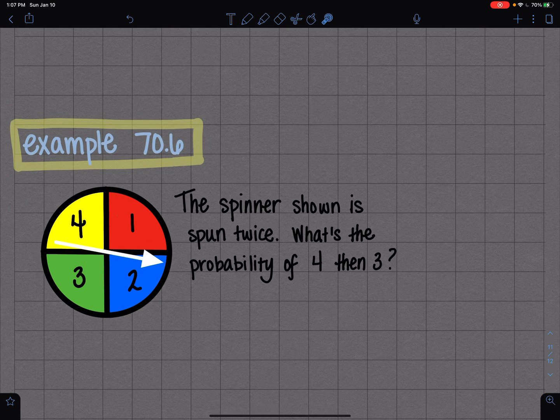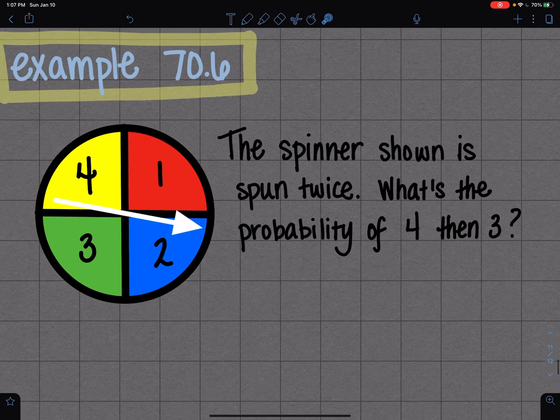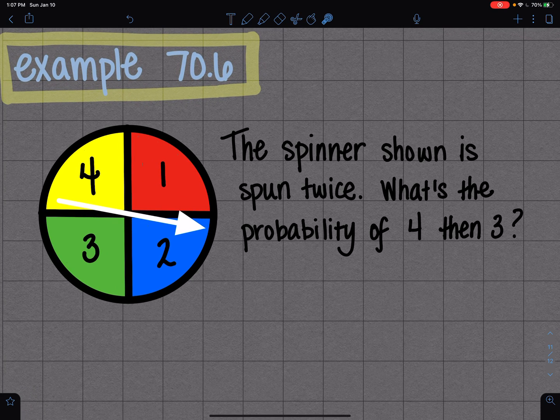Anyway, the spinner shown is spun twice. So let's look at that spinner. If you spin it, let's say you have to say that you're not going to land right on the line, and that's going to be disqualified, right? So let's say you're either going to land on a 1, a 2, a 3, or a 4, and it can't be right on the line. So the spinner shown is spun twice. What's the probability of getting a 4 and then a 3?